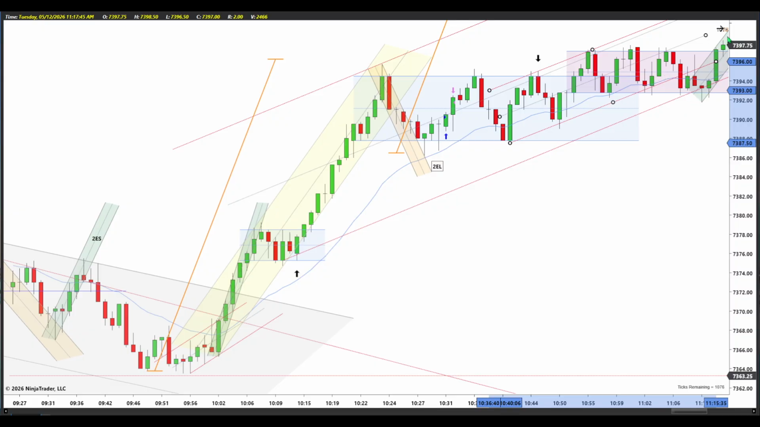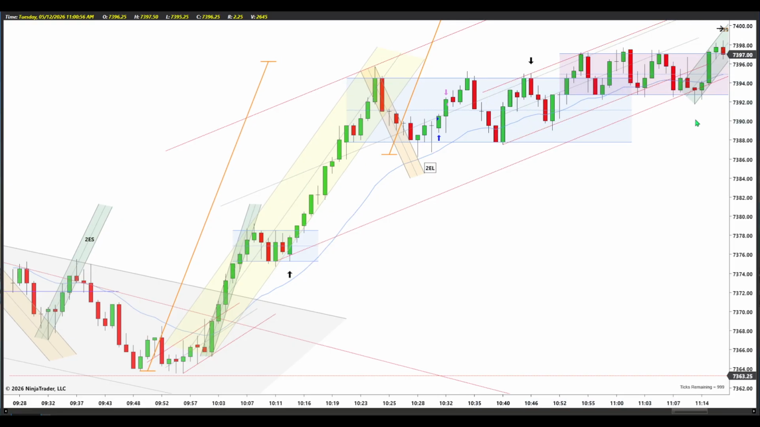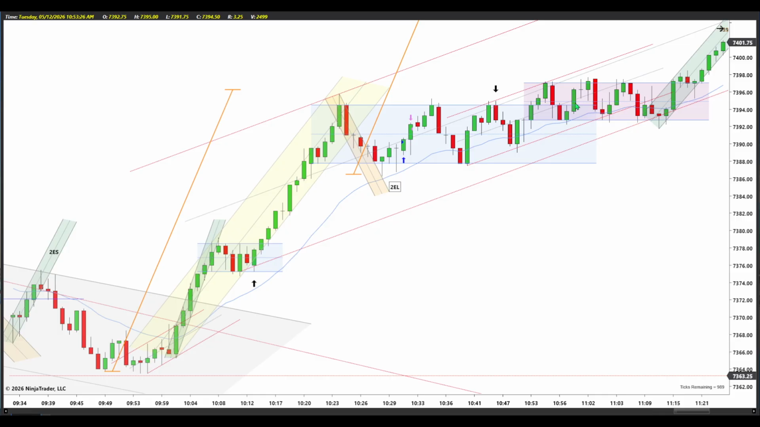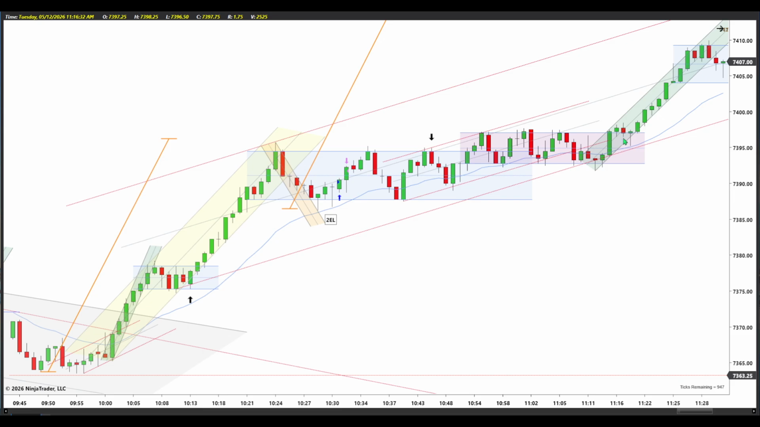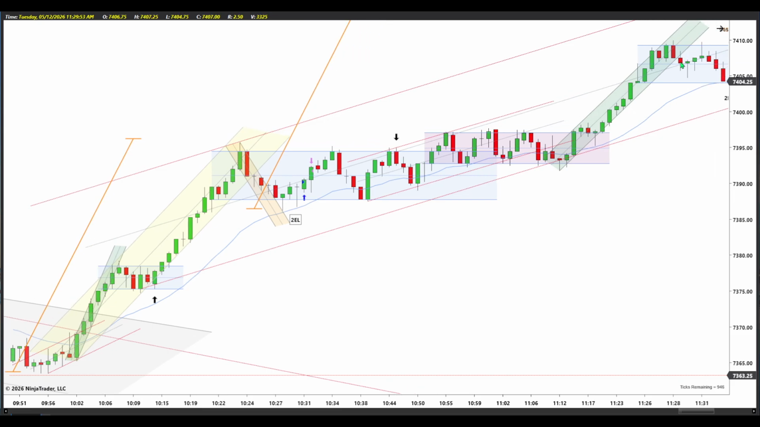And then when it broke out and moved back in, unless it continued obeying this as an actual channel, I wasn't going to color it in. So it bounces, continues upwards. So it created 2 overlapping channels and it continues upwards now. It moved nicely up this green up channel, but there's no nice setups.